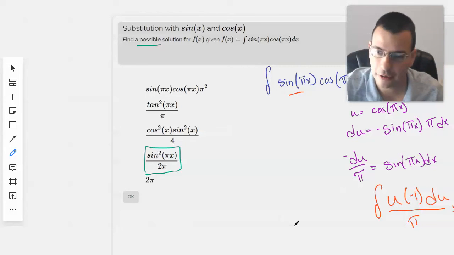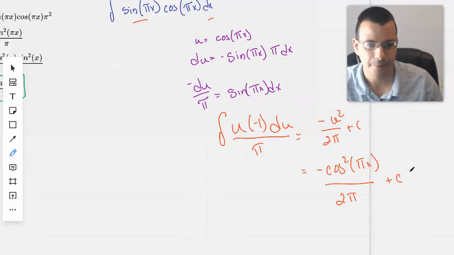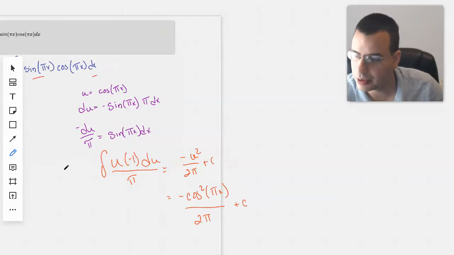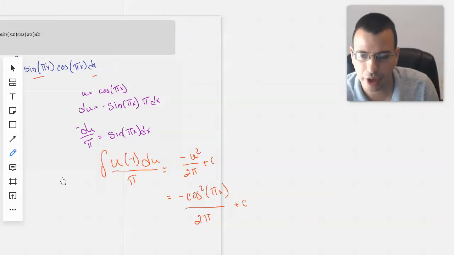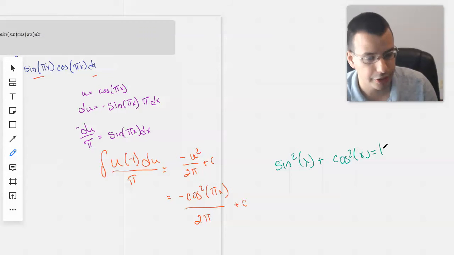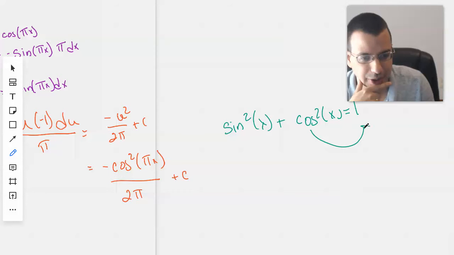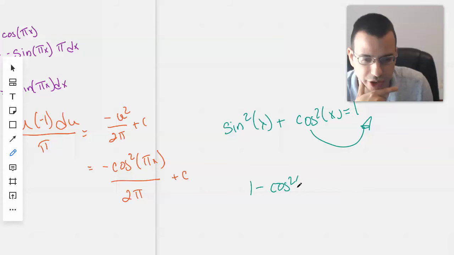So here's why this problem is valuable to look at from two different angles. If you remember the Pythagorean theorem, we have sine squared of x, could be of theta, plus cosine squared of x equals 1. So if we take this cosine and move it over to this side, we'd have 1 minus cosine squared of x equals sine squared of x.